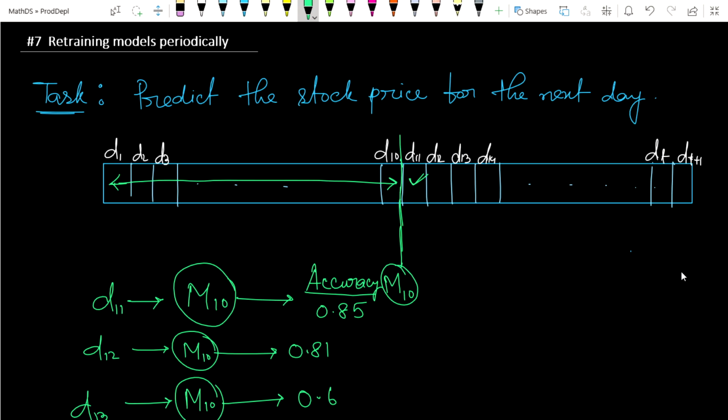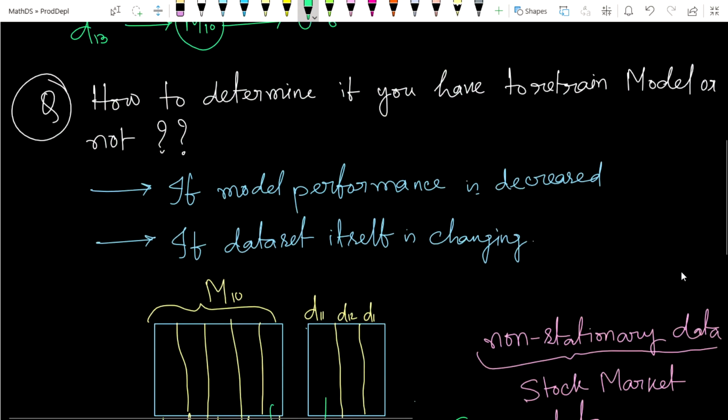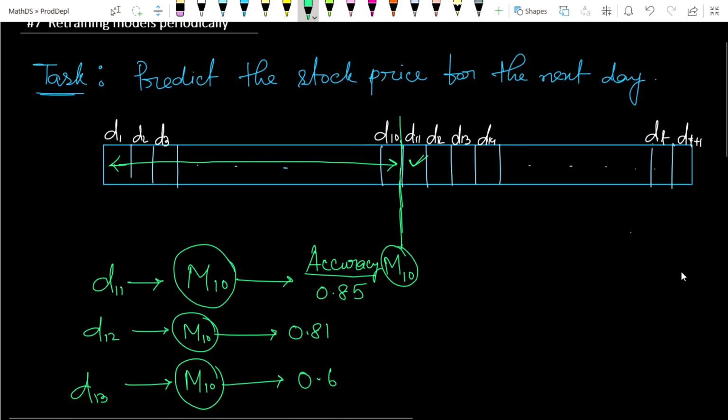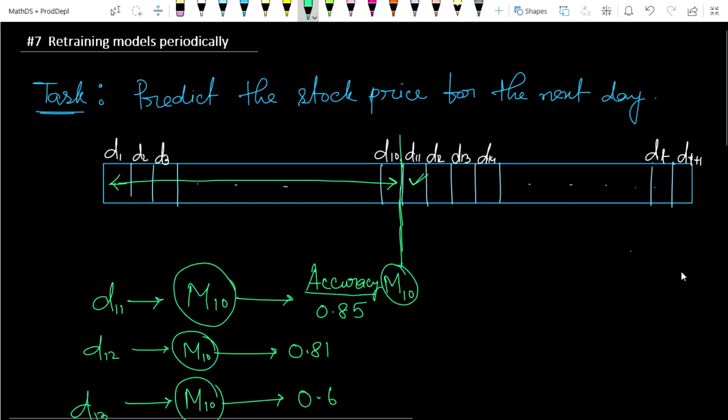If the cost of retraining a model is low, then we can apply it on a regular basis. If the cost of retraining a model is large, then we need to think about the further steps, how we'll do it. We'll see this when we discuss the various case studies in detail. We have to see how to apply these things in the real world.